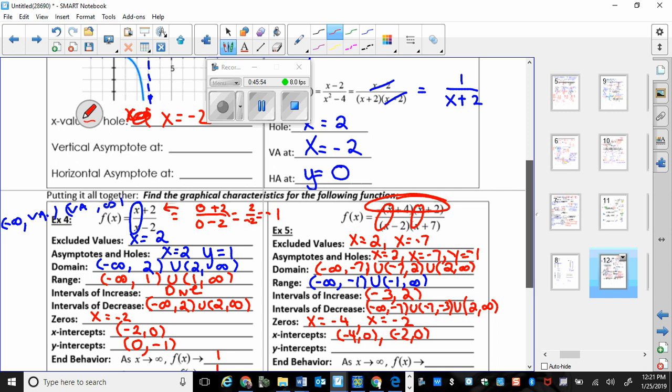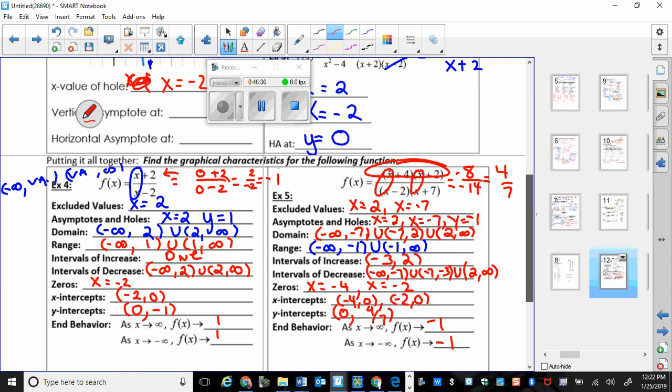Y-intercepts, this is where x equals 0. When we plug 0 in, we get 8 over negative 14, and simplifying that, we get a positive number, 4 over 7. End behavior: it's going up to this horizontal asymptote, to negative 1 and to negative 1. All right.